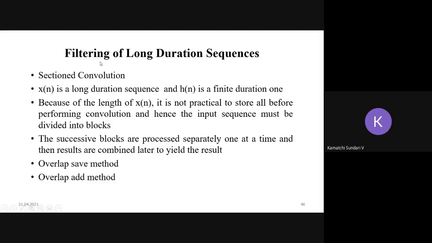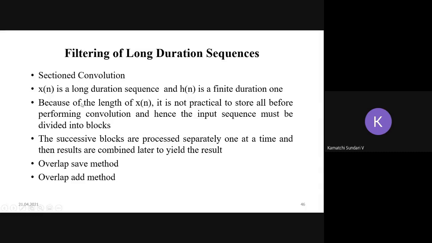One, the filtering of the long duration sequences. If one of my signals x of n is a long duration sequence compared to my h of n, both are finite duration, but at the same time if my signal x of n is a long duration sequence, then I can go for sectioned convolution.